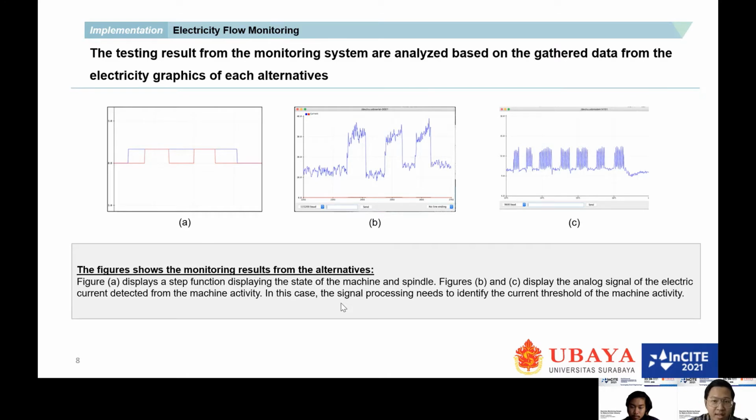The device designed in this research is charged through a power source and periodically sends data to the cloud. Figure A displays a step function showing the state of the machine and spindle by utilizing a contact relay, while figures B and C display the analog signal of the electric current detected from the machine activity by utilizing a current sensor.